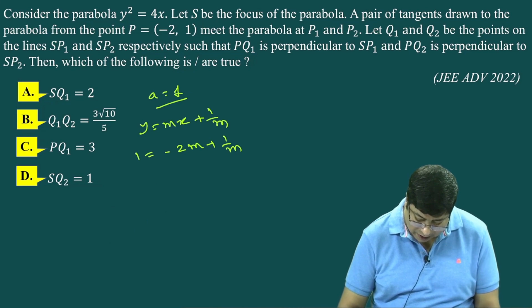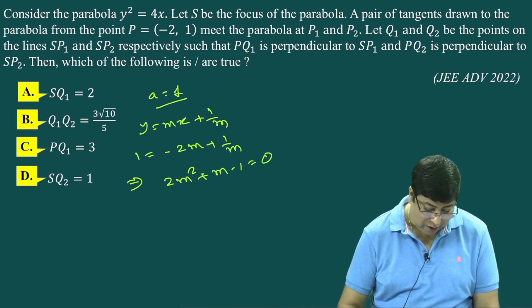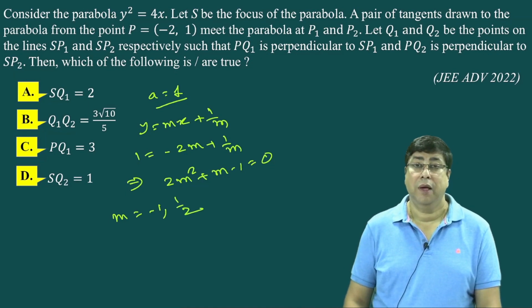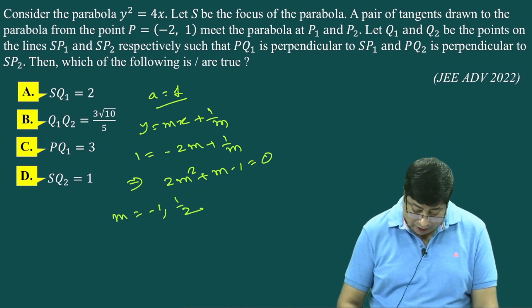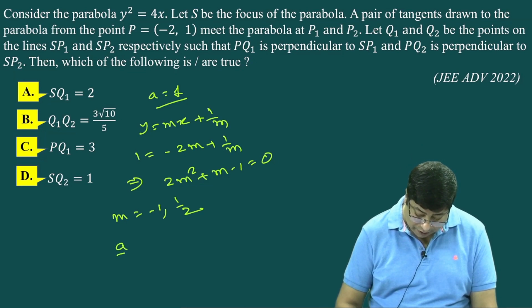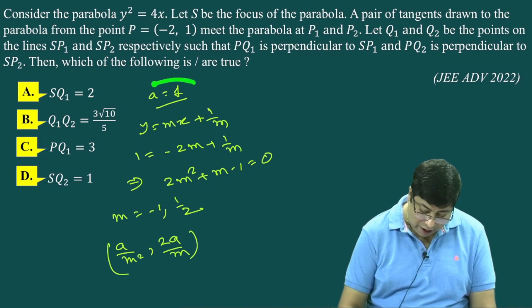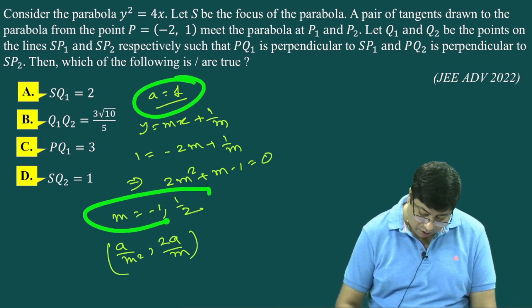Therefore we can say 2m squared plus m minus 1 equals 0. Therefore m equals -1 and 1/2, by middle term splitting. And as we know, the point of contact is (a by m squared, 2a by m). Here a equals 1, and we got m equals -1 and 1/2.